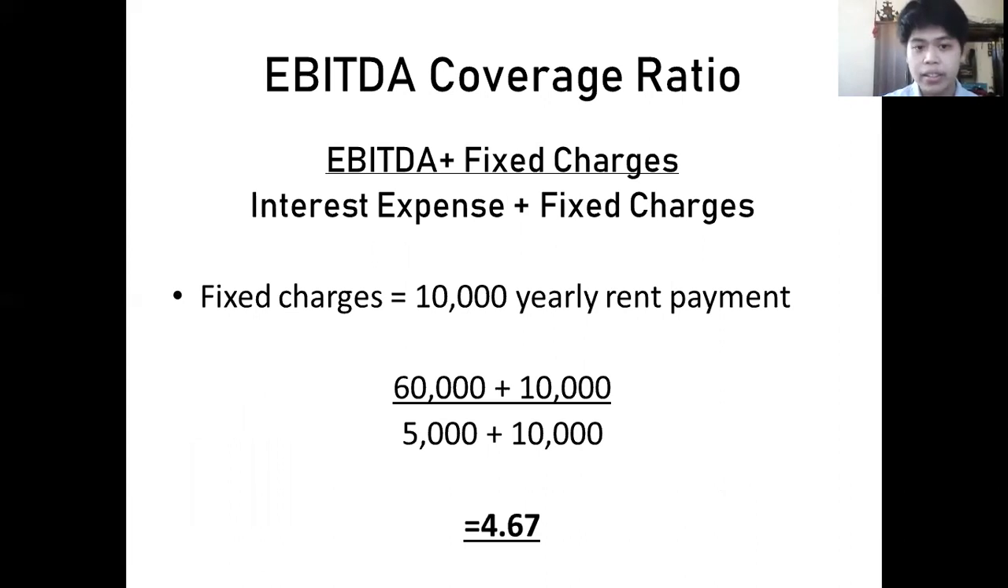4.67. So again, in the same way as times interest earned or fixed payment coverage ratio, mas maganda na mas mataas yung EBITDA coverage ratio natin.